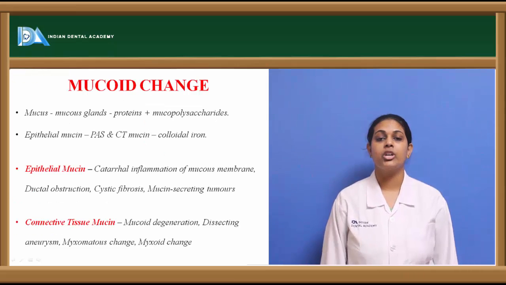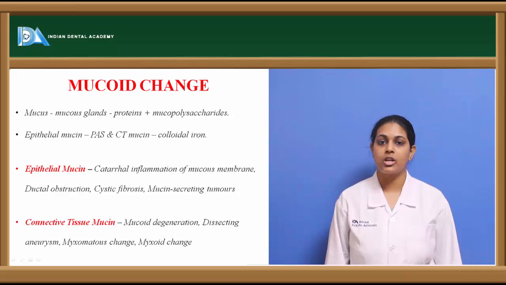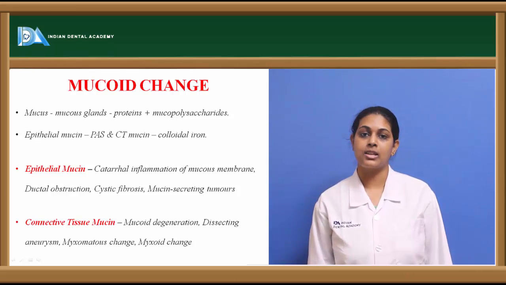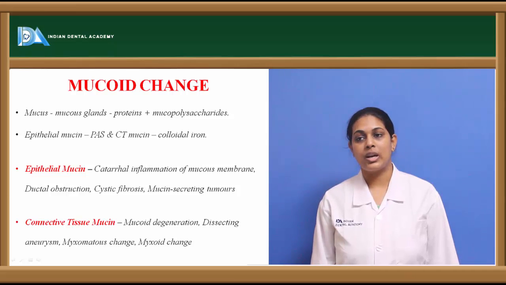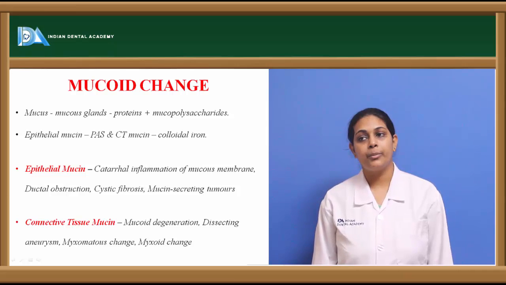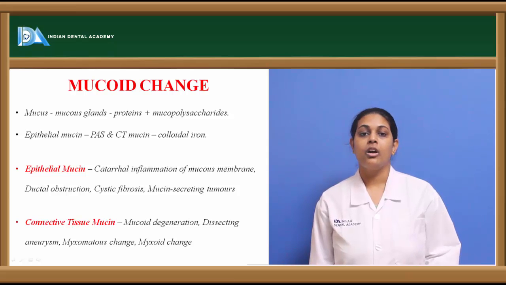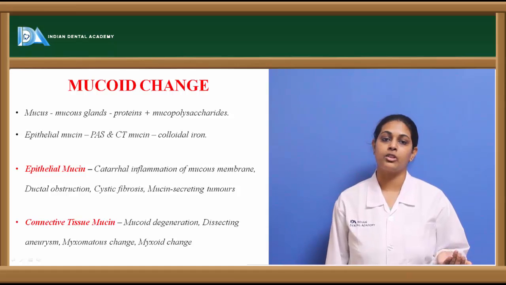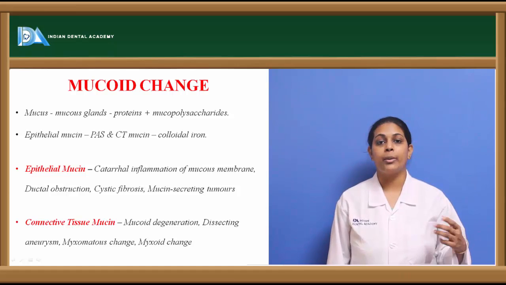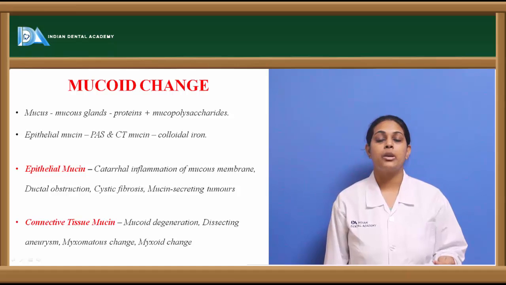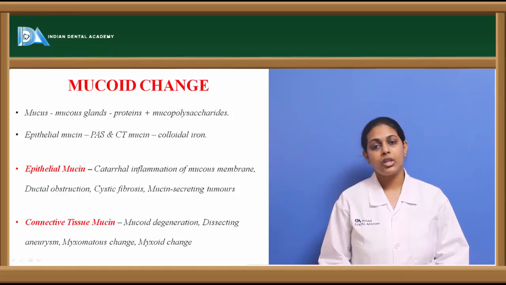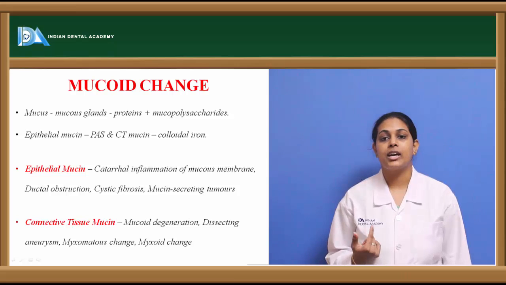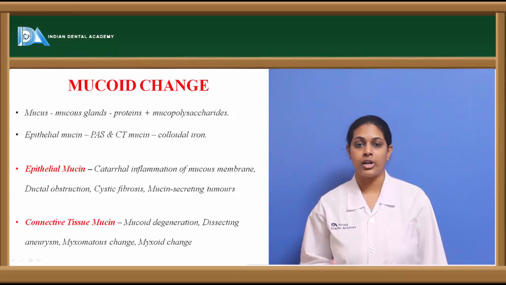Coming to the mucoid change, usually it is seen associated with mucus secreting glands, and the constituent within the mucus glands contains proteins as well as mucopolysaccharides. This mucoid change can occur as epithelial mucin or otherwise connective tissue mucin. They can be classified into epithelial as well as connective tissue mucin based on specific stains, where epithelial mucin stains positive for periodic acid Schiff stain, whereas connective tissue mucin stains positive for colloidal iron.